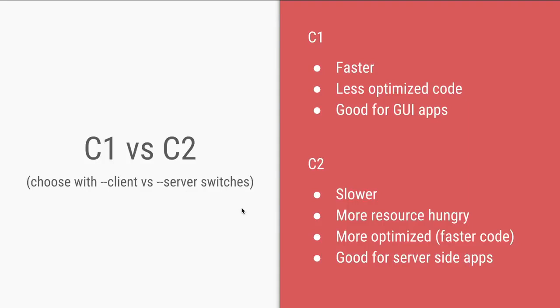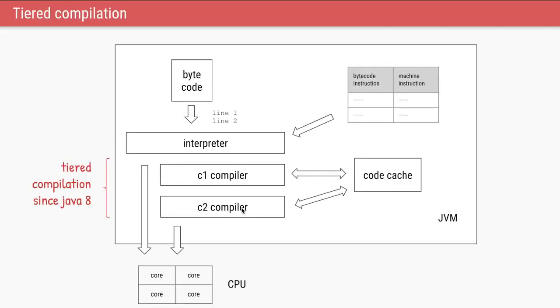So for GUI applications, C1 was used, and for server, which is the long running applications, C2 was used. But in Java 7, there was an option to choose both of them together, and in Java 8, that became the default behavior. So now we have both the compilers running simultaneously for the code.